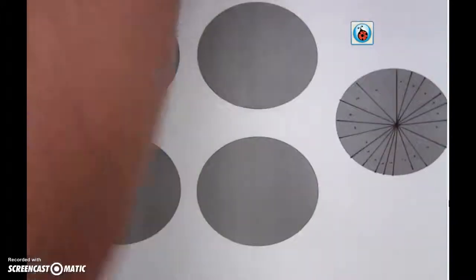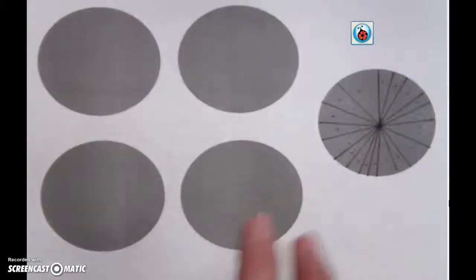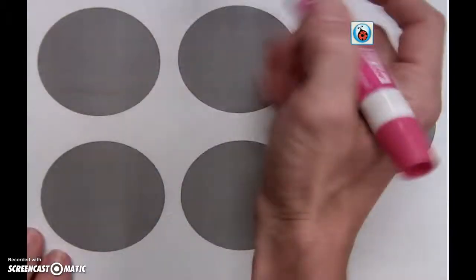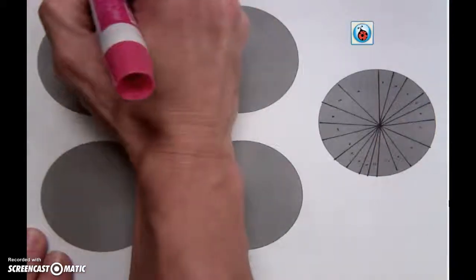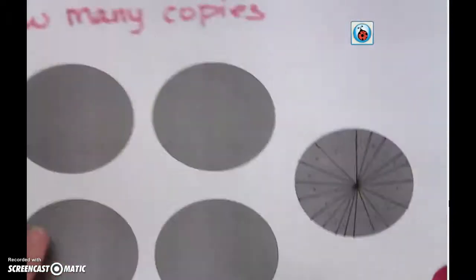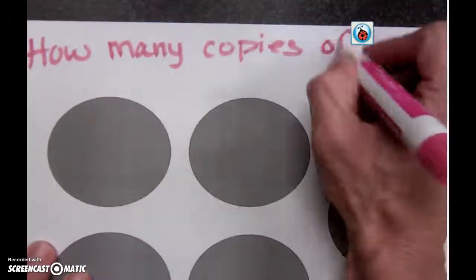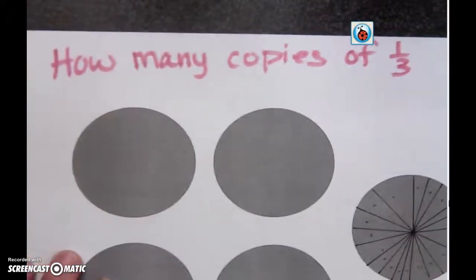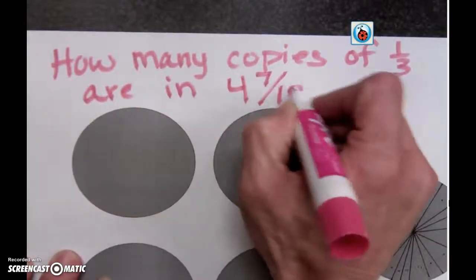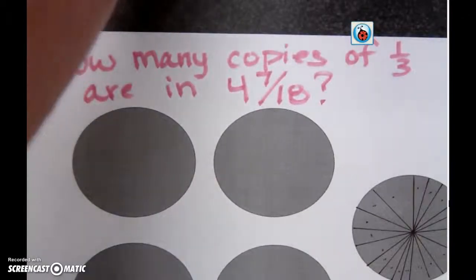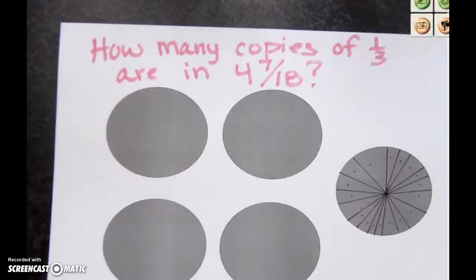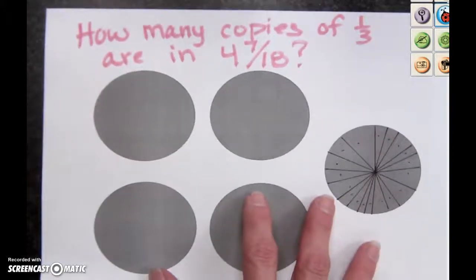Zoom out a little here. Okay, so in the problem, it said that the company has 4 7/18 of a pound. So the student's question should be, how many copies of 1/3, for the 1/3 pounds, are in 4 7/18? If they can think about that, again, we don't necessarily have to get to an answer right away. At least we're conceptually getting an understanding of what it is we need to know to be able to answer this problem.